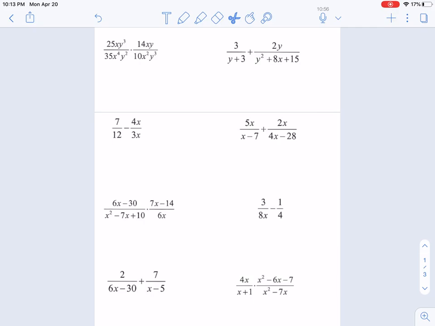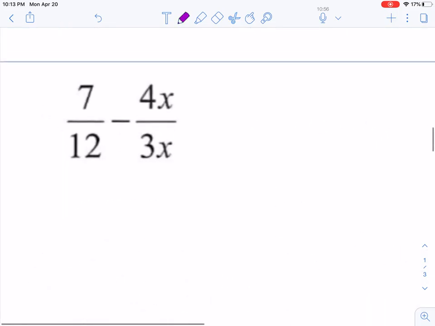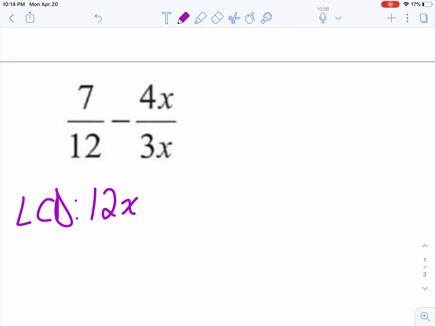So, first let's talk about this question right here. 7 over 12 minus 4x over 3x. So the first thing we're going to talk about is the LCD. And with our LCD here, we've got 12 and 3x as my denominators. Remember, LCD is least common denominator, so 12 and 3x. The ideal LCD here would be 12x because 3 goes into 12 and x.